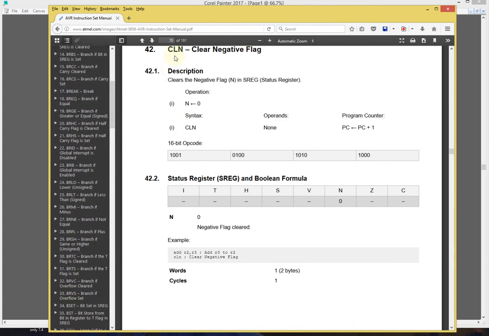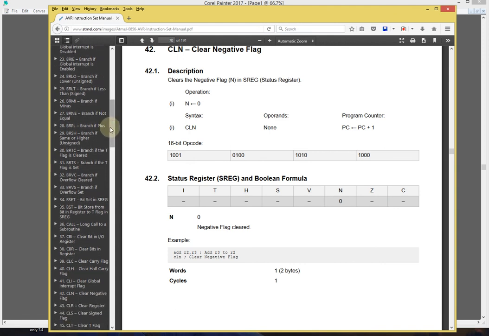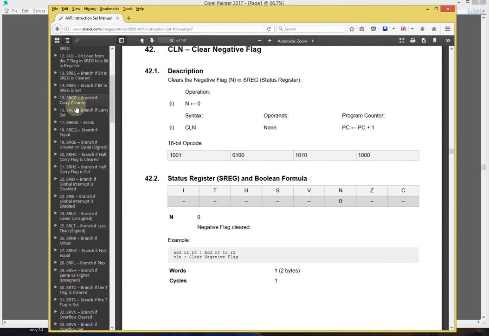Here I'm looking at the clear negative flag. And there are also conditional instructions that you can use. Like you can branch if the T flag is clear. You can branch if the T flag is set. You can branch if the overflow flag is clear. You can branch if the carry is set. Or you can branch if the carry is clear.